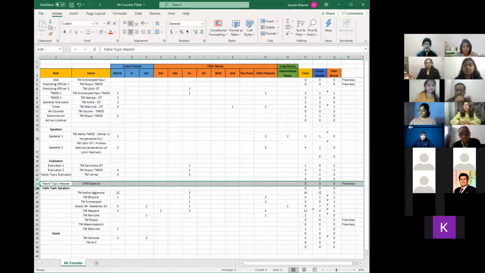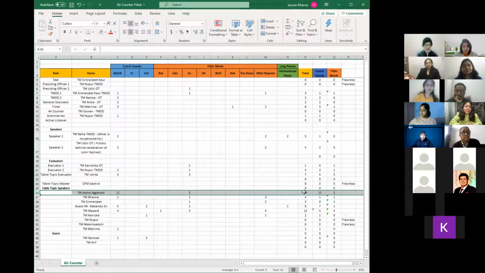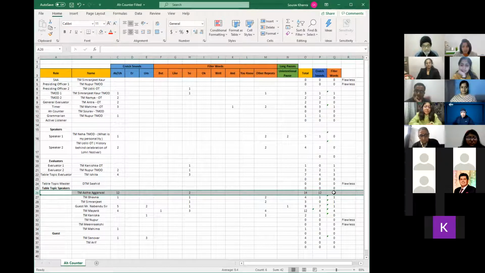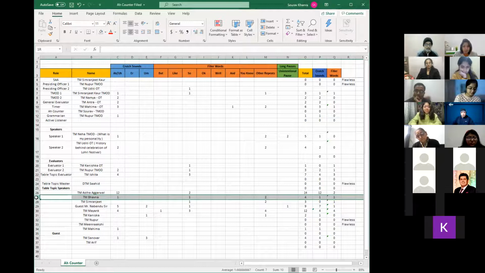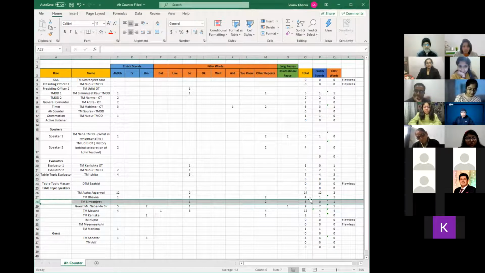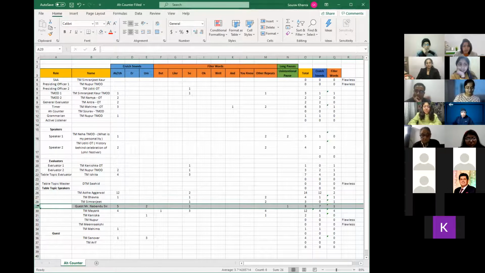Moving to the next, Toastmaster table topic speakers. First, Astha took 14 counter words in total: 12 crutch words and 2 filler words. Toastmaster Bhavna took 4 total words. Simranjit took 1. Guest Mr. Nabendu sir took 9 counter words: 7 crutch words and 1 filler word.